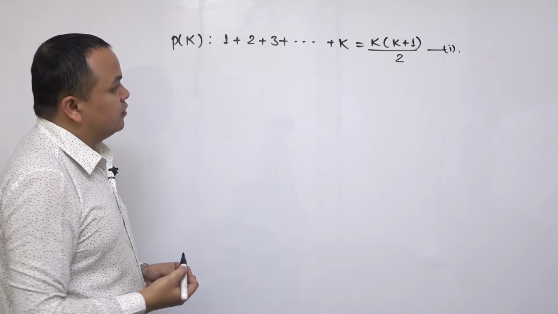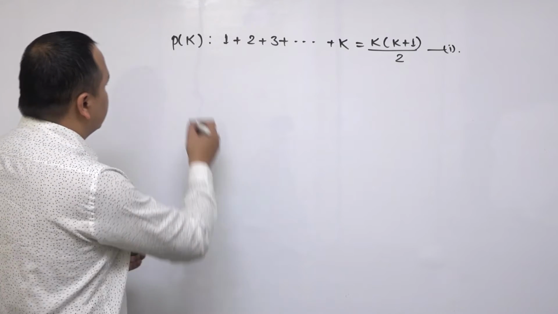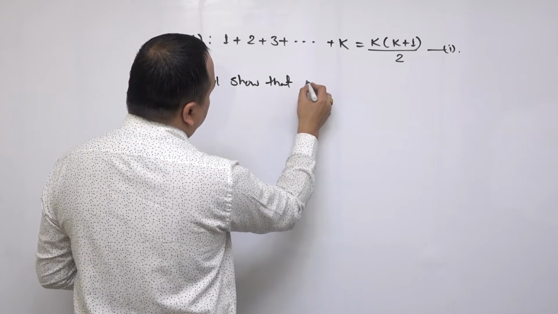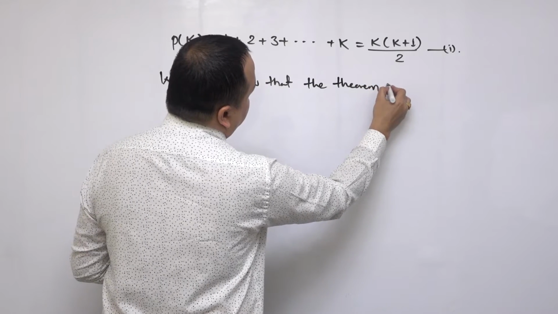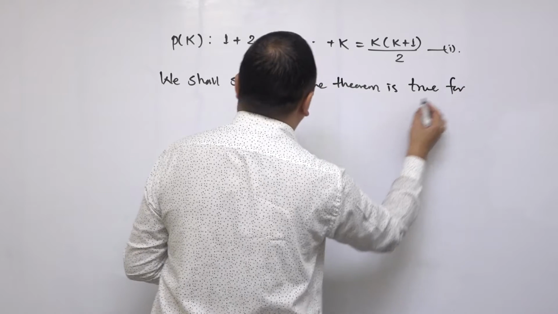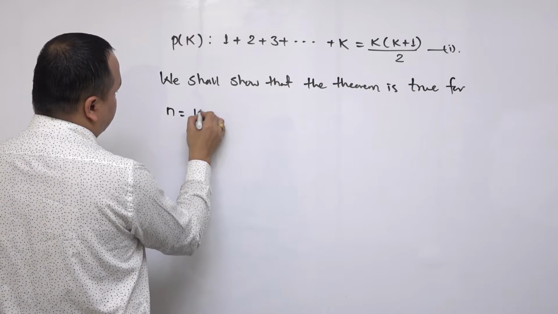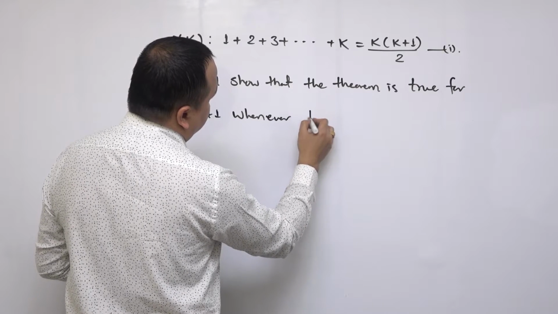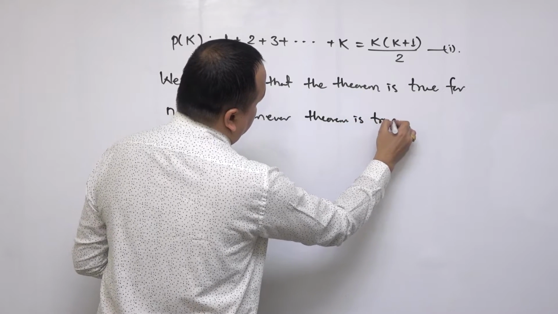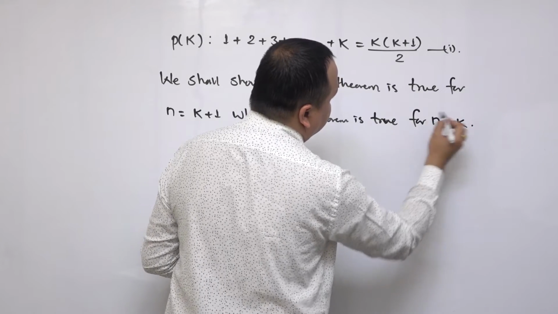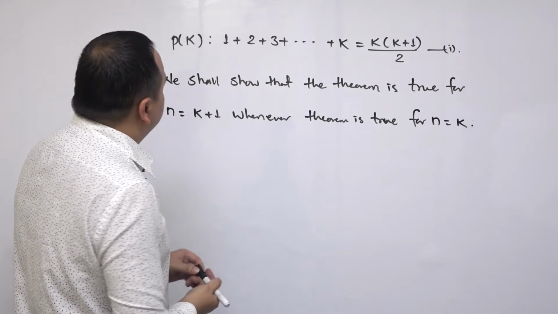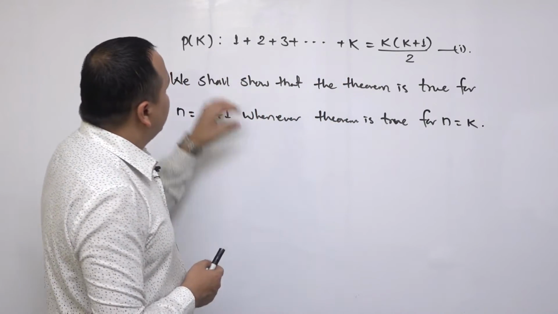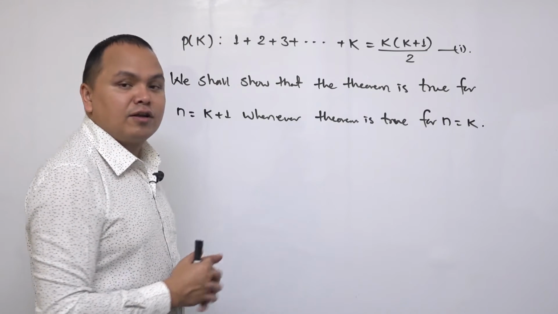Now we shall show that the theorem is true for n is equal to k plus 1 whenever the theorem is true for n is equal to k. That is, Pk plus 1 is true whenever Pk is true. We have supposed this, and on this basis we show it is true for k plus 1.